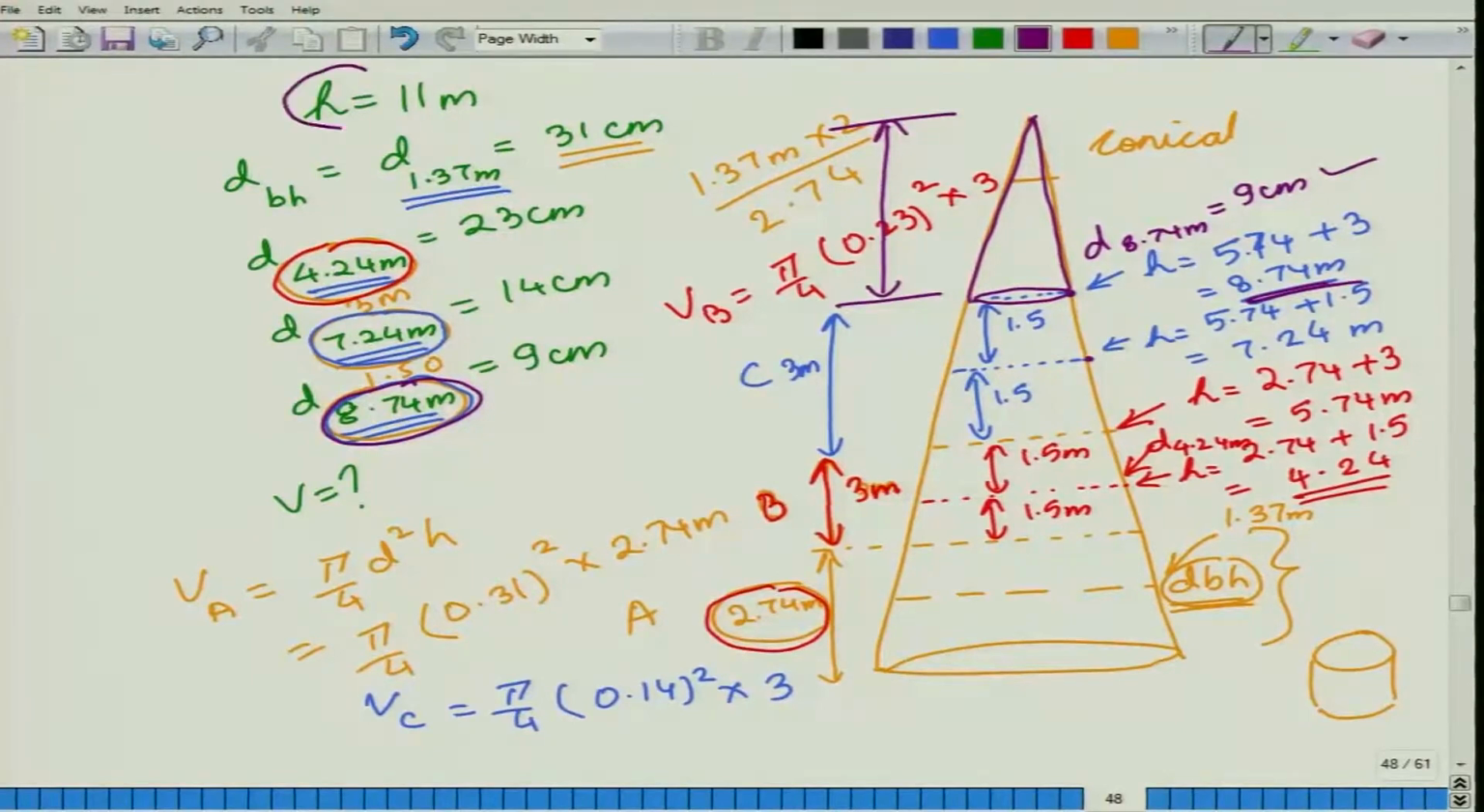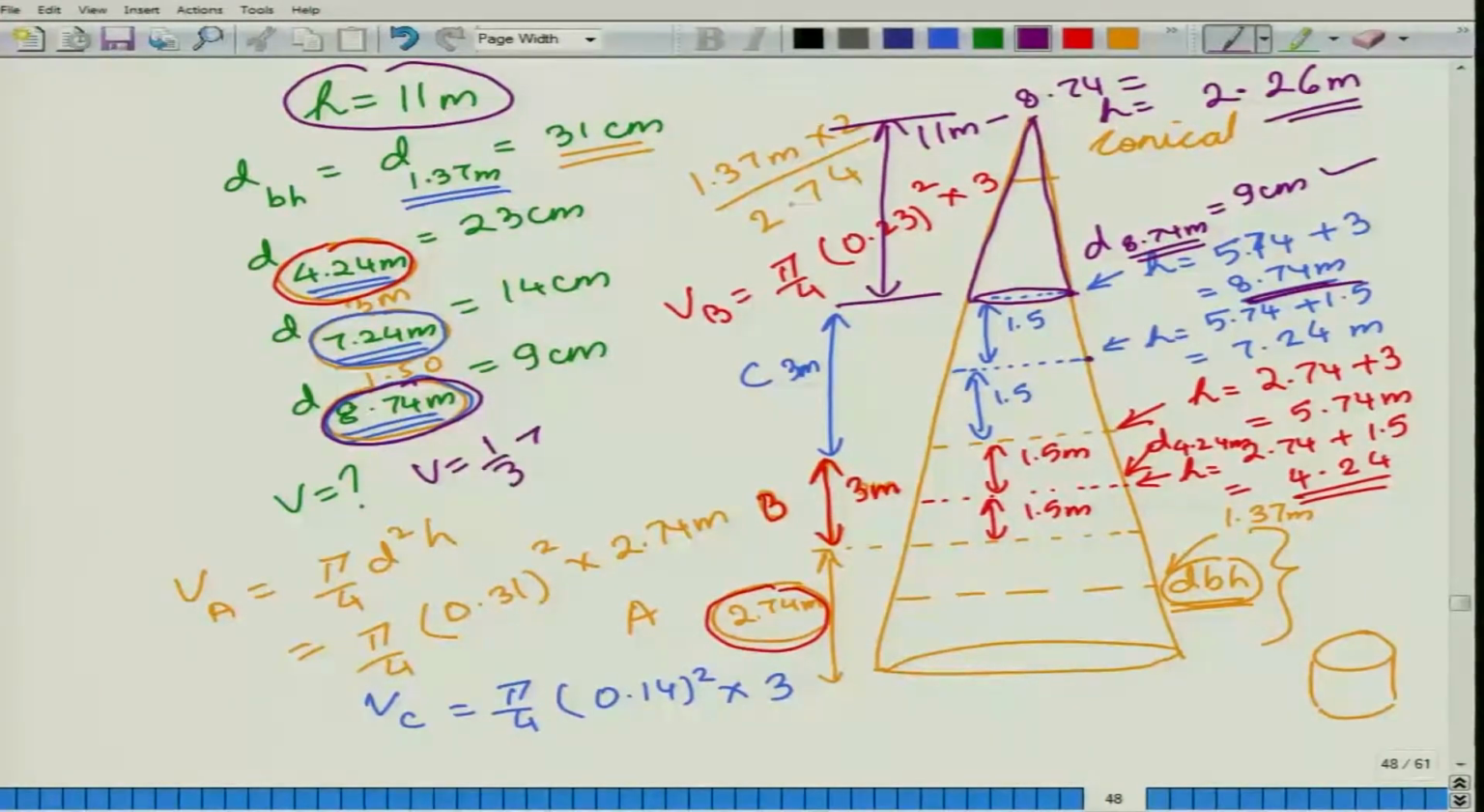Now, we are given that the total height of the tree is 11 meters. The height of the base of this cone is 8.74 meters. So, can we now figure out the height of the cone? The height of the cone would be 2.26 meters. So, if we know the height of this cone, can we figure out its volume? The volume would be 1 by 3 pi r square h, or pi by 4 d square, where d here is 0.09 meters, square into 2.26, in cubic meters.